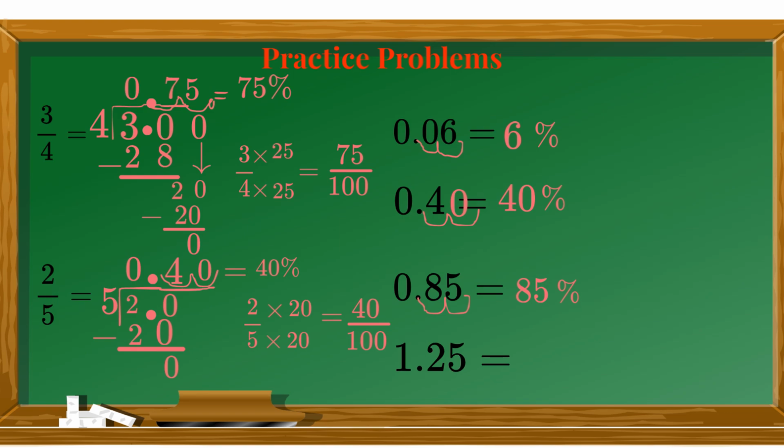My last problem is 1.25. I still have to move my decimal point over 2 times to the right. The first time I move it is behind the 2. The next time I move it is behind the 5. We must keep that 1. So my answer is 125%.